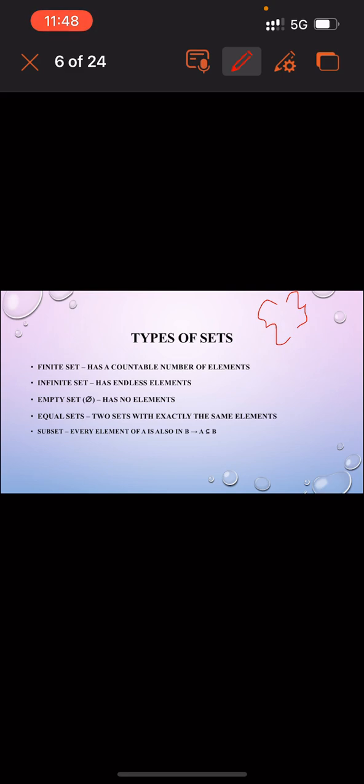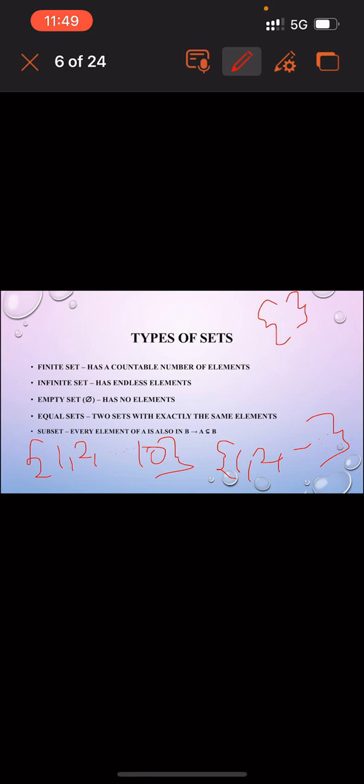Finite set means if we can count the elements in a set, then that set is called finite set. If the elements inside the set are uncountable, then that set is called infinite set. For example, for a finite set, 1, 2, etc. up to 10, this is a finite set. But infinite set means 1, 2, etc., it keeps going on, so then that set is called infinite set.